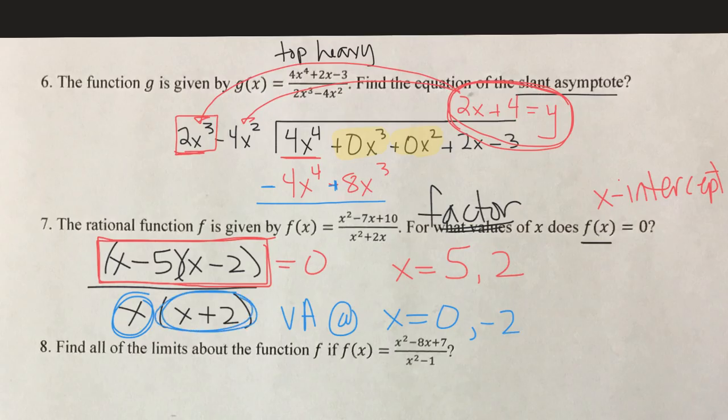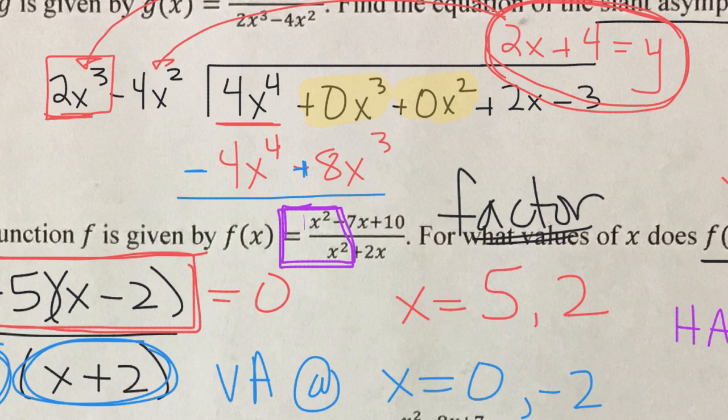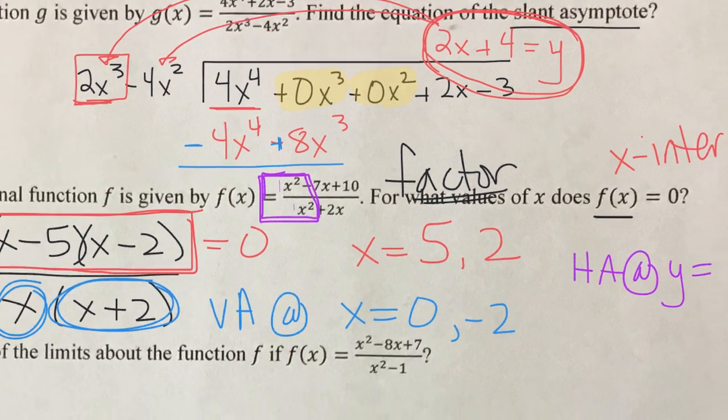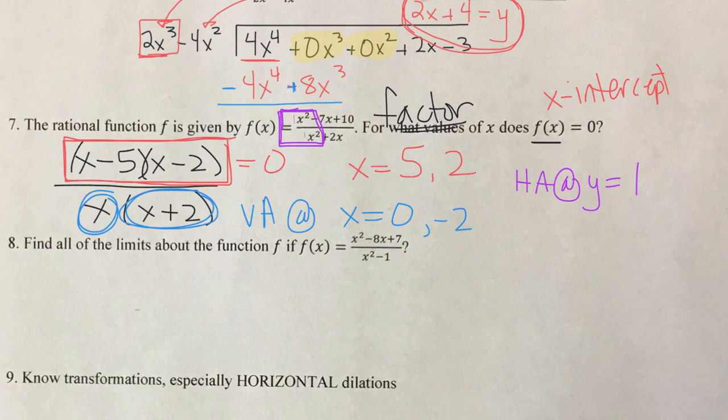So this function doesn't have any holes. It has 2 x-intercepts. It has 2 vertical asymptotes. And that's an important thing. Notice this is a neutrally heavy function. We have x squared over x squared, which means we have a horizontal asymptote at y equals 1, because it's 1x squared divided by 1x squared. 1 over 1 is 1. So that's an important thing.